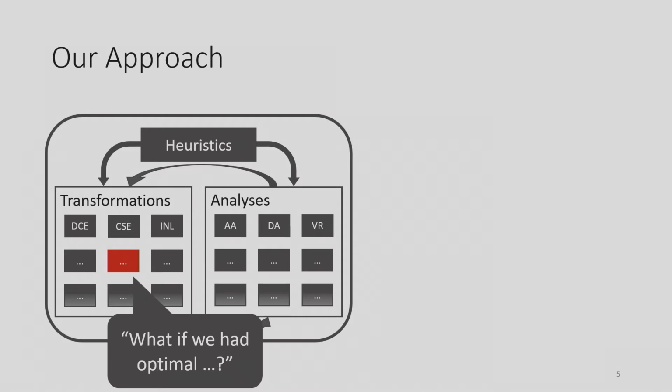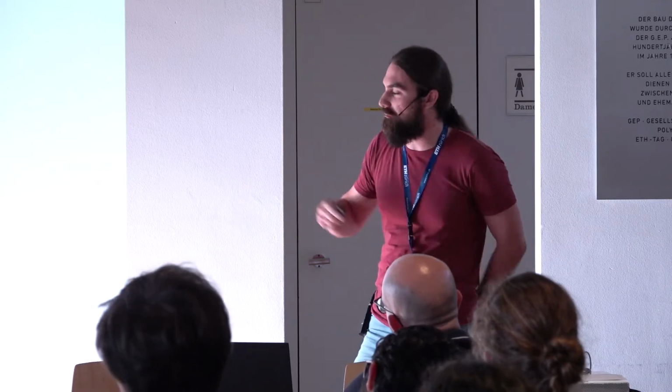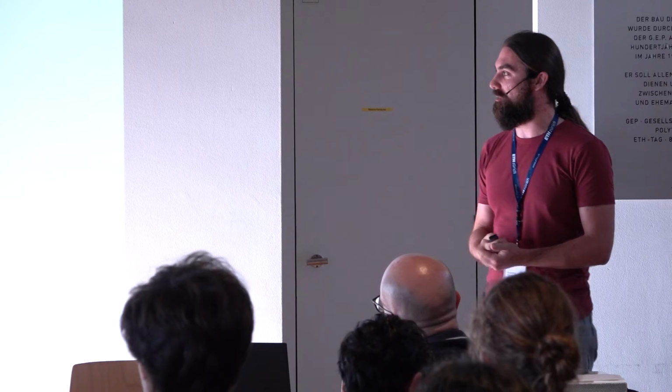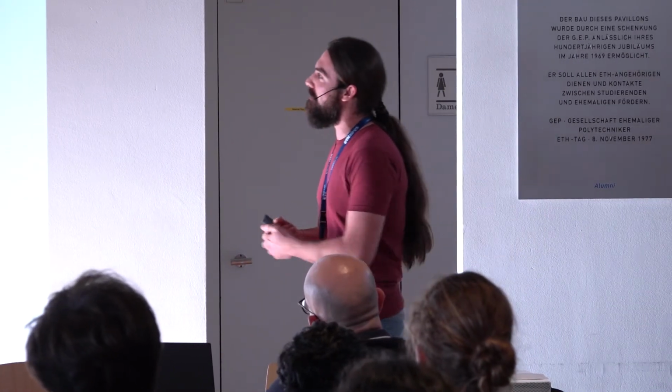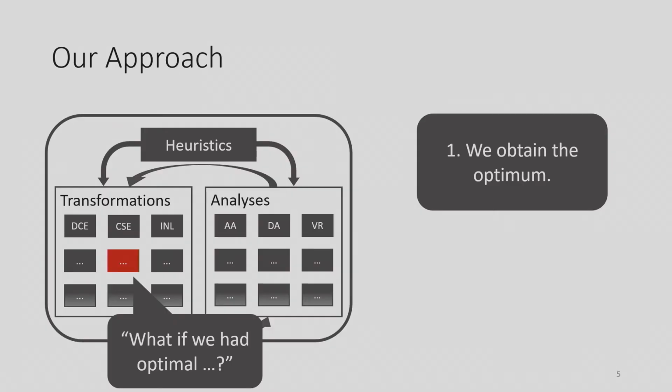How far are we from this, or what would be the gain in having access to this? And there are just two steps in answering this question. First, we need to find the optimum. And that's the difficult part, because a lot of the search spaces that a lot of these heuristics navigate are humongous. There's just no way to naively enumerate all possible choices and find the best.